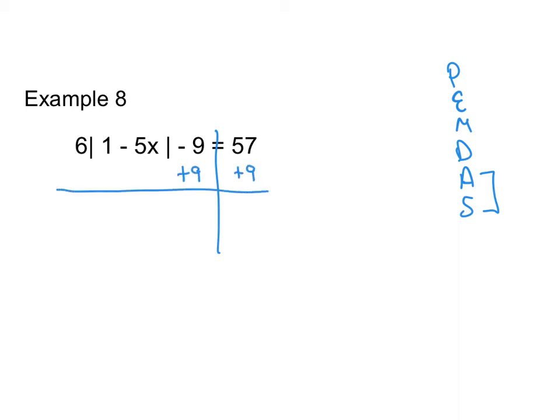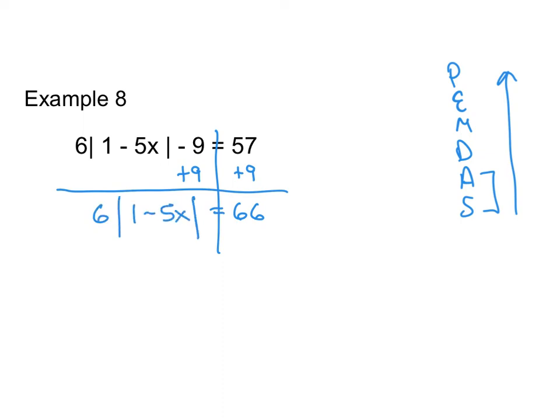You might have to go ahead and pause this and rewind it a couple of times to make sure you understand. But again, we're doing the PEMDAS backwards. We're solving equations. And we always do addition and subtraction first, and then we do the multiplication and division. So we're going to say 57 plus 9. Okay, and that is 66. So then I have 6, absolute value, 1 minus 5x.